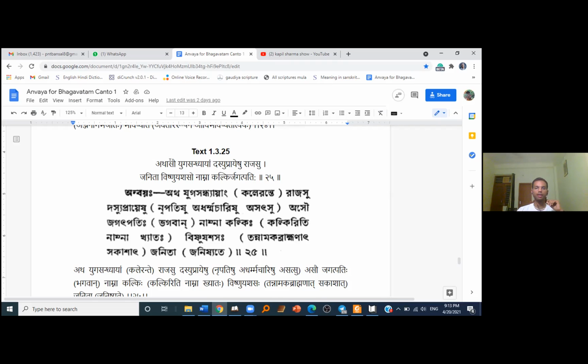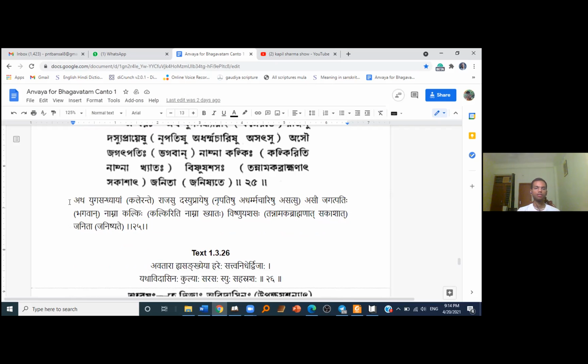Athasau yuga sandhyayam dasyu prayeshu rajsu janita vishnu yashaso namna kalkir jagatpatih. Thereafter, at the end of Kali Yuga. Yuga Sandhya means when Kali Yuga is about to finish and the next Satyuga starts to begin. Rajsu dasyu prayeshu nripatishu adharmachareshu asatsu. When the kings have mostly become dasyu, thieves, literally, adharmachari, having irreligious characters, asat, of bad conduct.